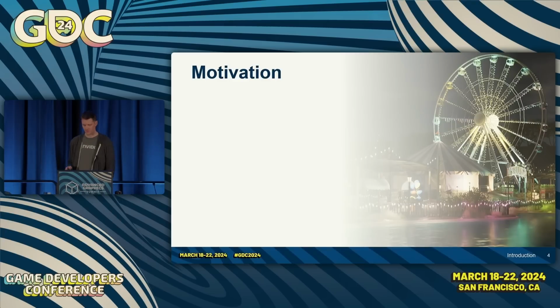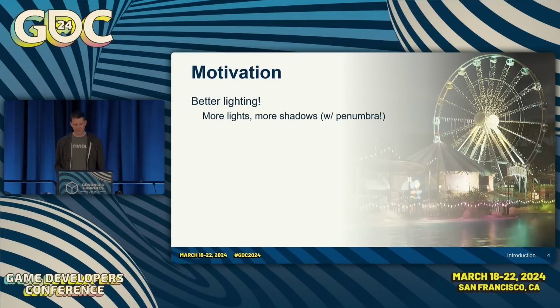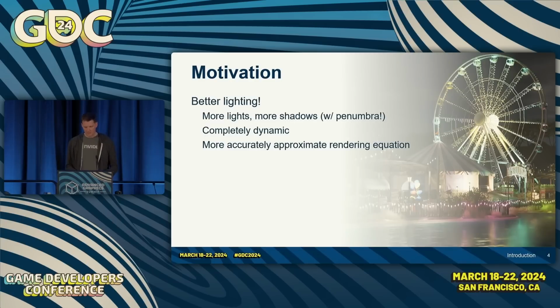All right, so first things first. Why are we here? Better lighting, of course. To create richer, more realistic visuals, we want our scenes to have more lights, ultimately, and specifically more shadowed lights. And beyond just having shadowed lights, we want shadows that have accurate penumbra. Importantly, we want the simulation of light transport to be completely dynamic, so our worlds feel alive and as interactive as possible. And to this end, our ultimate goal is to more accurately approximate the rendering equation, and to do that in real time.